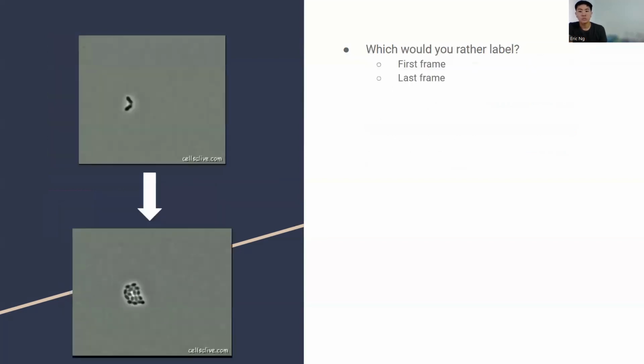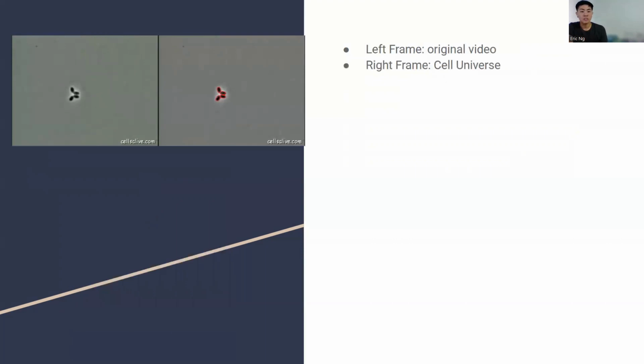A quick question: which would you rather label, the first frame or the last frame? Personally, I would rather label the first frame because it's a lot easier. There's only two cells versus a bunch of clustered cells on the last frame. And that's actually what the input of Cell Universe would take. If you look on the right-hand side, we have an output of Cell Universe where we labeled just the first frame of the video.